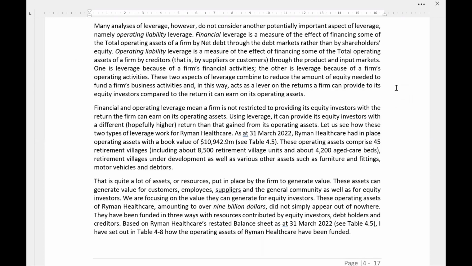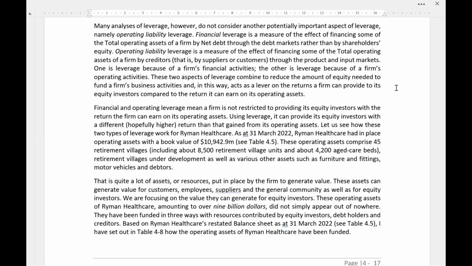Financial leverage is a measure of the effect of financing some of the total operating assets of a firm by net debt through the debt markets, rather than by shareholders' equity. Operating liability leverage is a measure of the effect of financing some of the total operating assets of a firm by creditors, that is, by suppliers or customers, through the product and input markets. One is leverage because of a firm's financial activities. The other is leverage because of a firm's operating activities.